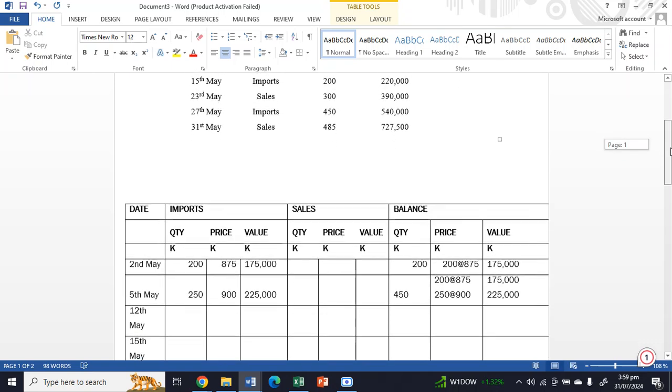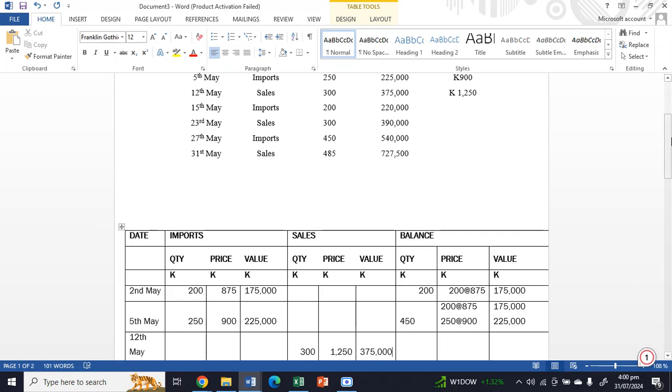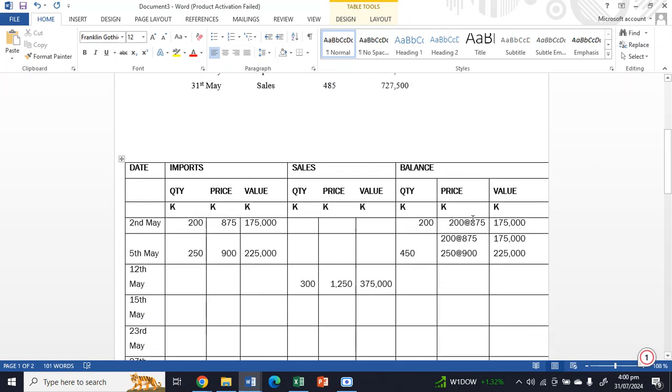So the first thing, we come to our sales column, 12th May. Sold 300 goods, each at 1,250. Made 375,000. All right. So we had 450 goods. We've sold 300 of them, so it means we remain with 150 goods.